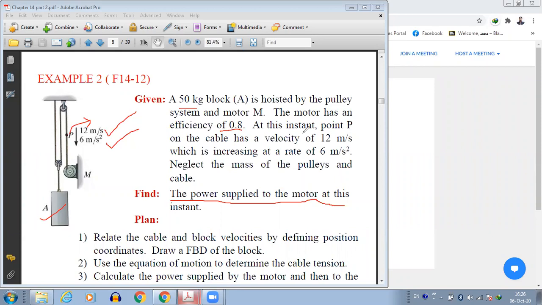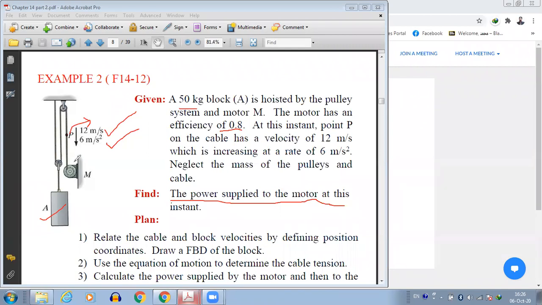Thank you. Okay, good. So let's continue back. So we need to find the power supplied to the motor at this instant. One thing you need to read here, look, it says, what is the power supplied to the motor? Look, this is the motor, okay? The motor is doing some work, so the motor is pulling the rope with some power.